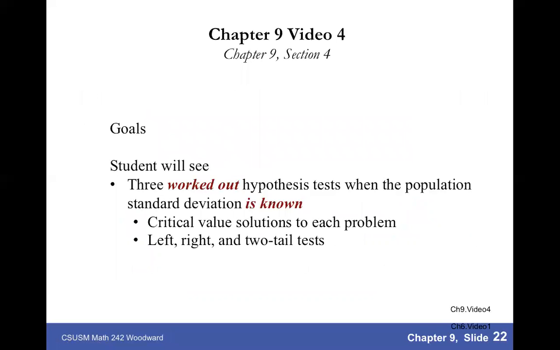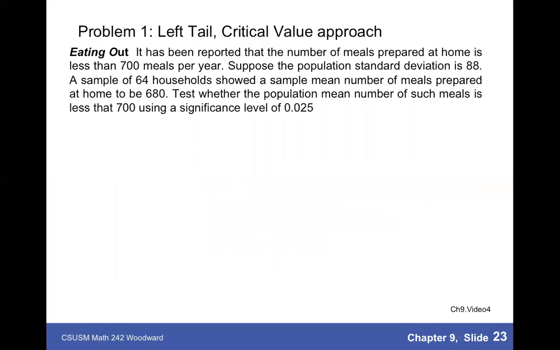So here's some worked out hypothesis test problems when the standard deviation is known. Eating out. This is the left tail critical value approach. And we have 700. The problems I get are interestingly accurate. Most of them give a source for all the data. So this one was interesting to me. The number of meals prepared at home is less than 700 meals per year. That's kind of amazing to me.